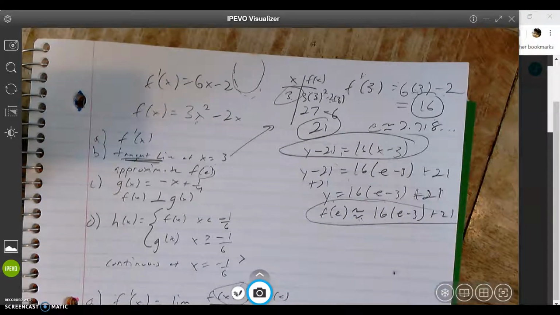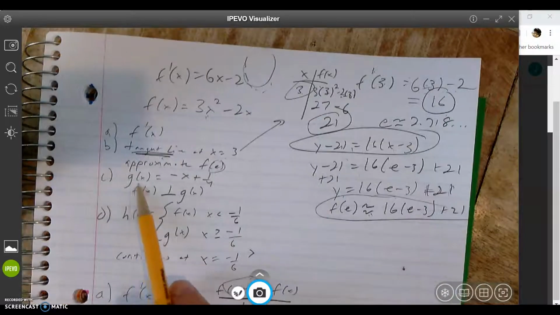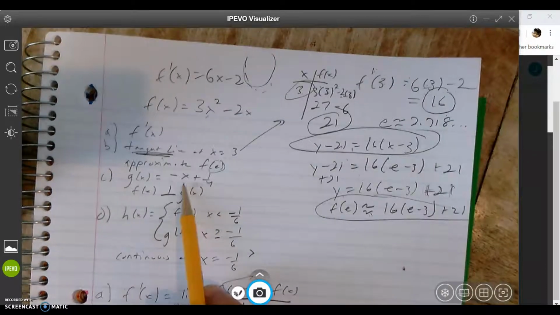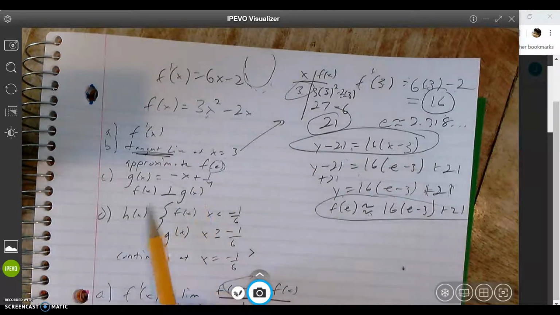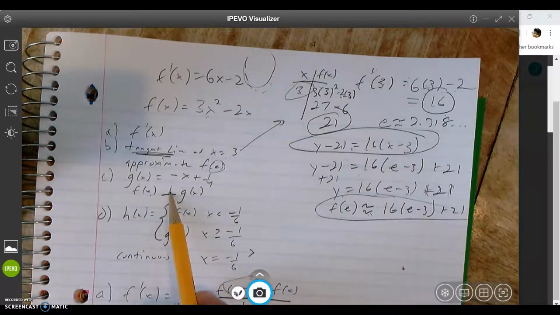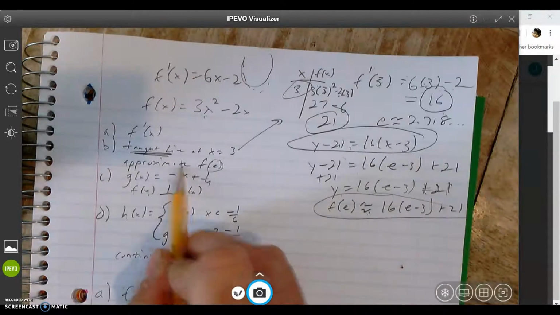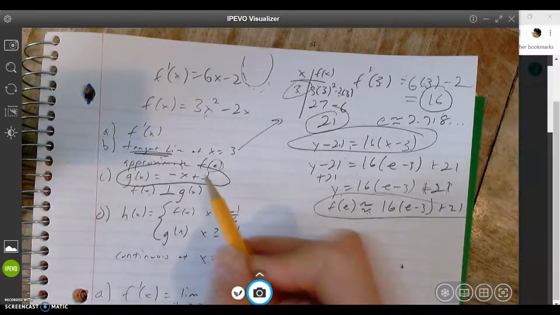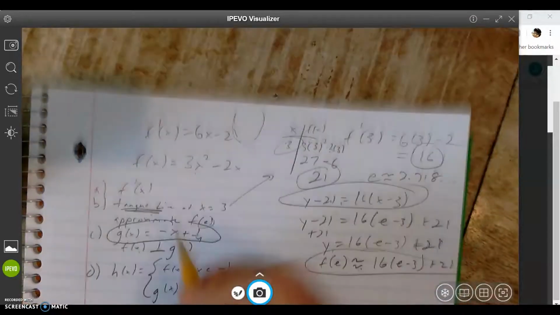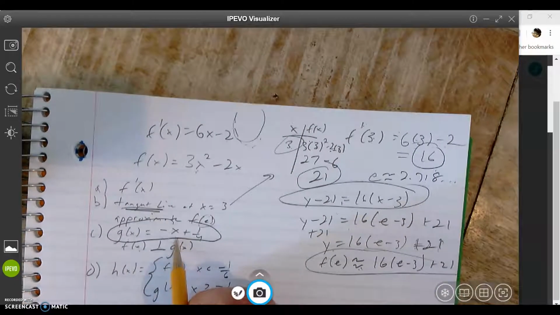Alright, part C. We have g of x and it equals negative x plus 1/4. And you need to find out where f of x is perpendicular to g of x. Okay, so perpendicular means opposite reciprocal slope. So what's the slope of this? Yeah, I could go through this whole thing right here, but this is just a line, isn't it?